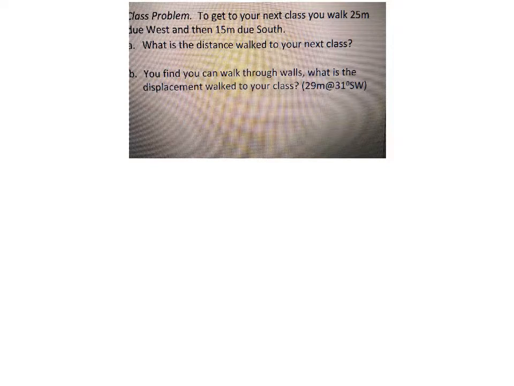To get to your next class, it says you walk 25 meters due west. For these ones, I would take some time to draw the picture. So I'm going to draw an arrow to the west, about, and then just label it 25 meters.